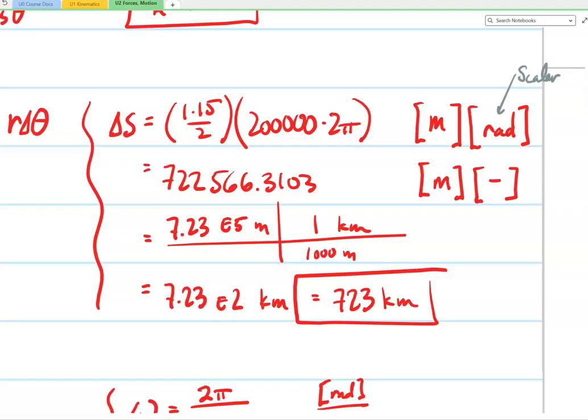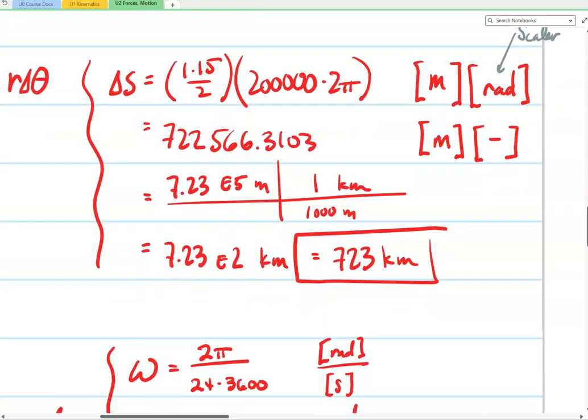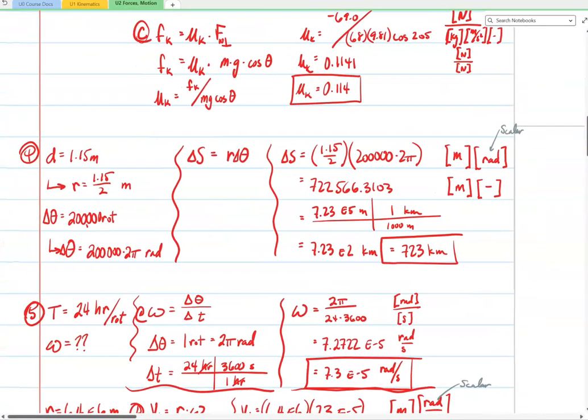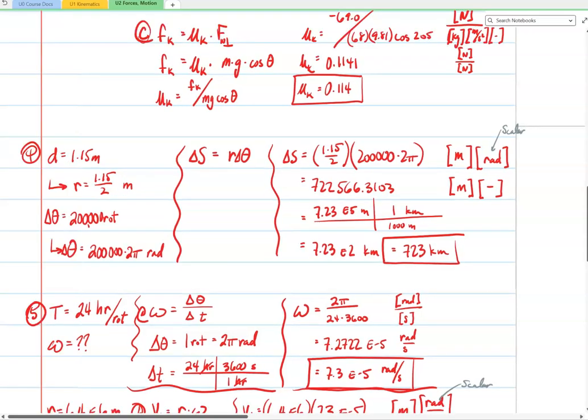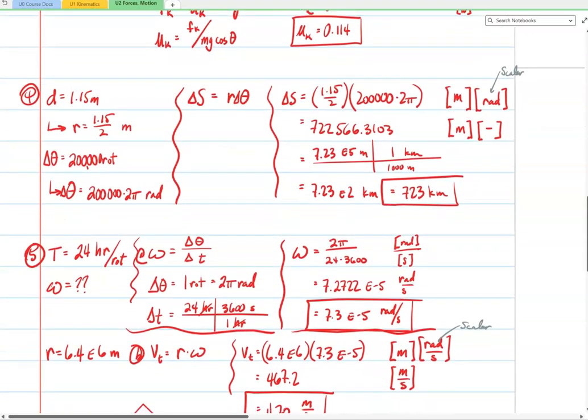I've just converted that into scientific notation once I kept the 3 significant figures. Used my t-chart to finish the conversion. If you didn't already know, we could just move our decimal 3 to the right. The act of moving 3 to the right, however, will simply reduce our exponent in our scientific notation by 3 values. So 7.23 times 10 to the second, or in other words, 723 kilometers for the 200,000 rotations.